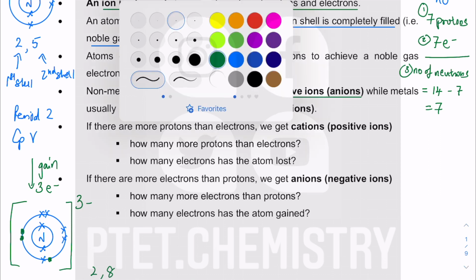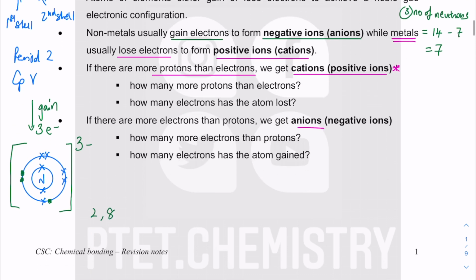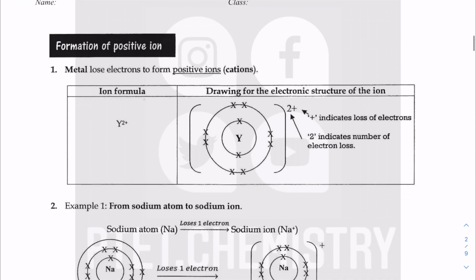Alright. On the other hand, metals lose electrons to form positive ions, and we will see that in the next example. Okay, so cations are positive ions, because you have more protons than electrons, whereas you get anions because you have more electrons than protons. Electrons are negatively charged, protons are positively charged. Okay, it will make more sense as we go through more examples.